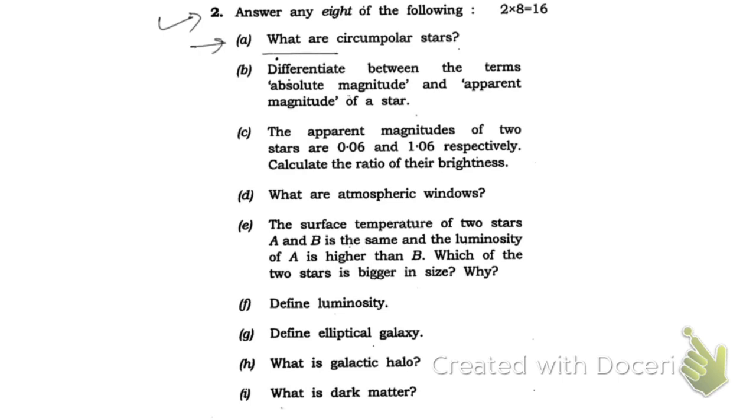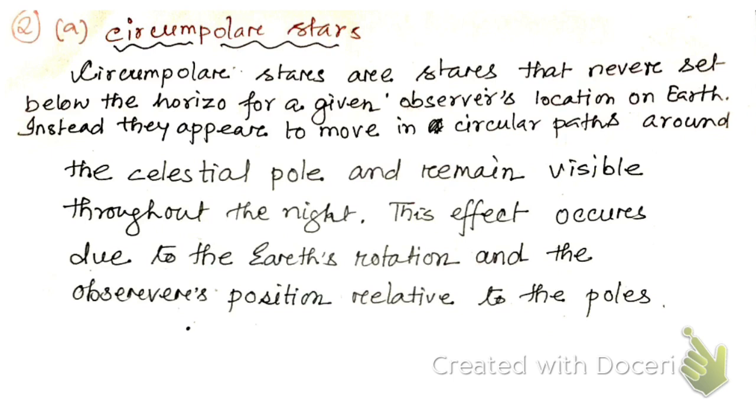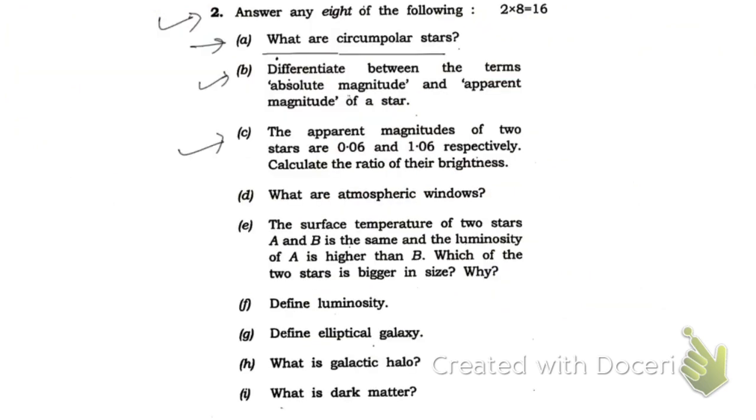So what are the circumpolar stars? Here I'm not going to explain each and everything, I'm just going to explain the numericals only. So the answer to the first question is this one. Just pause the video and take a screenshot, or you can note it down. Next question is the difference between the terms absolute magnitude and apparent magnitude of a star.